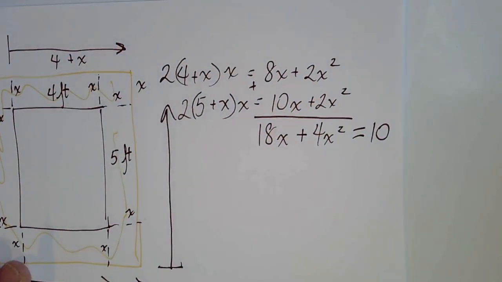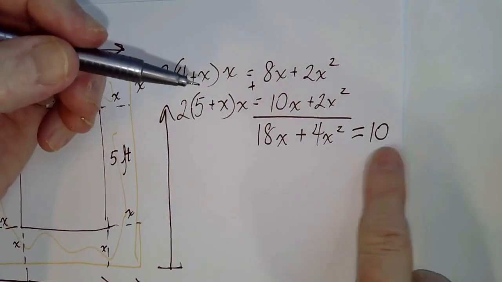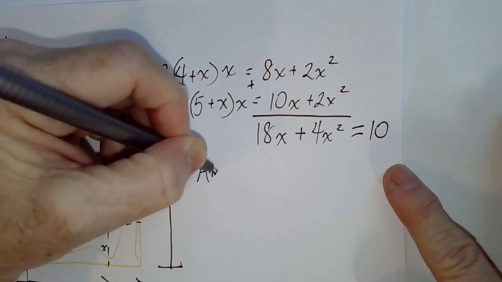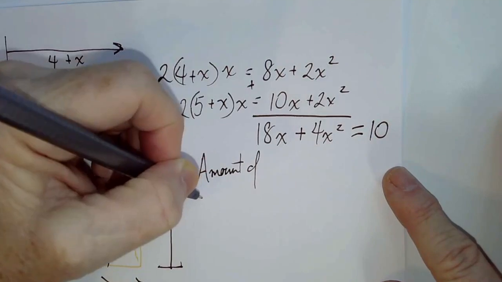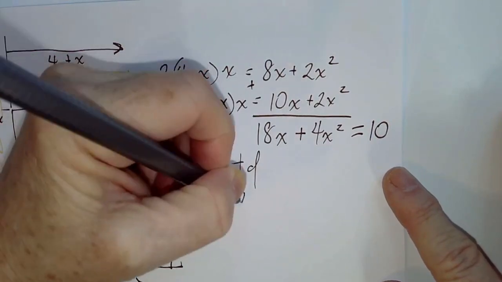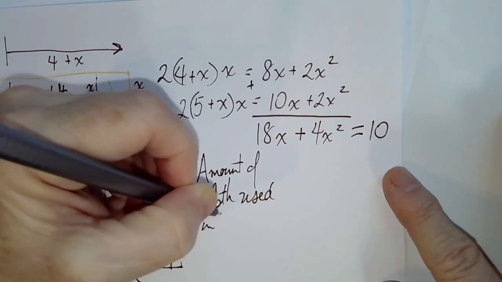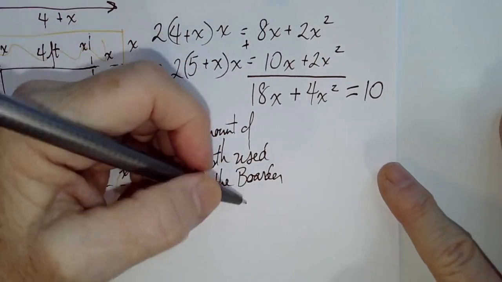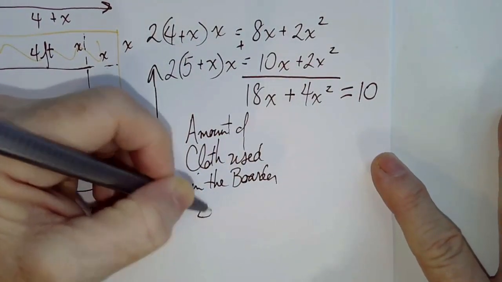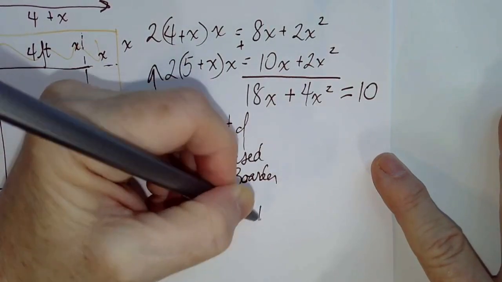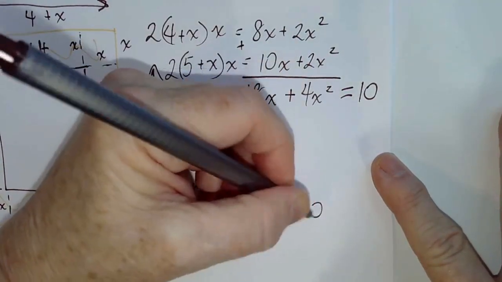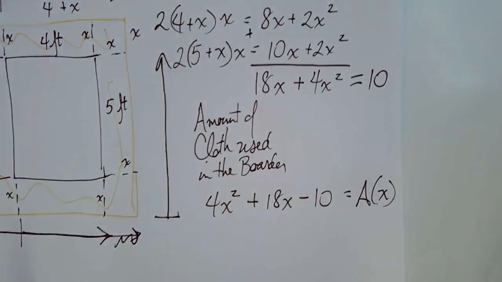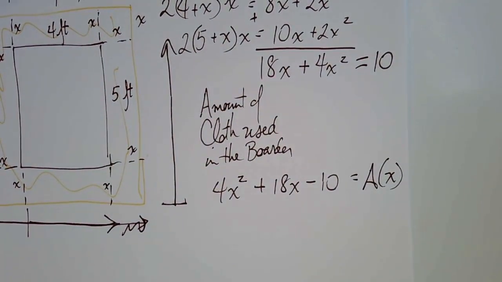Well, the way that we do this if we're looking at a function is that we're going to subtract 10 from both sides so that our function for the amount of cloth used in the border will be 4x squared plus 18x minus 10 equals, or just call this amount, where the variable is x.